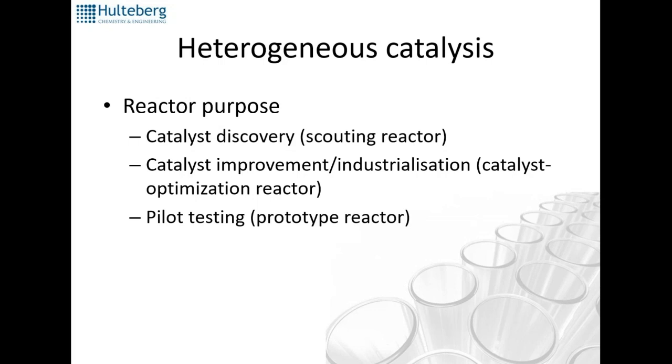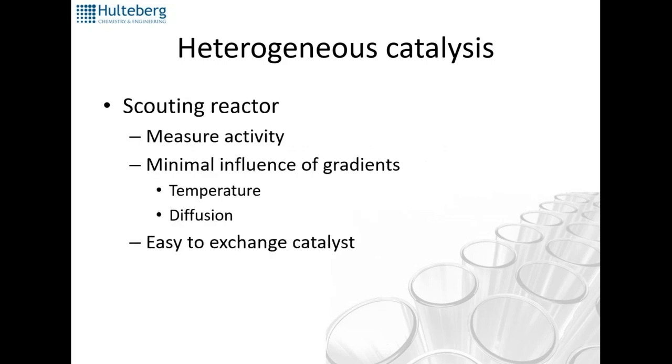And we select the reactor we use for small-scale testing differently, depending on what we want to achieve. So if we're looking at just finding new catalysts, we are using a scouting reactor. For industrialization, we can use a catalyst optimization reactor. And for pilot testing, we use prototype reactors. In scouting reactors, it's important that it's easy to measure activity. We want minimum influence of gradients. Gradients are normally temperature and concentration, so diffusion comes into play. And we want it to be easy to exchange the catalyst, because here we're talking about investigating many different catalysts in short periods of time.